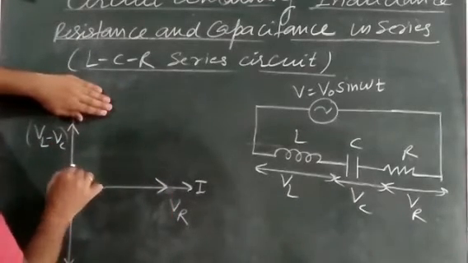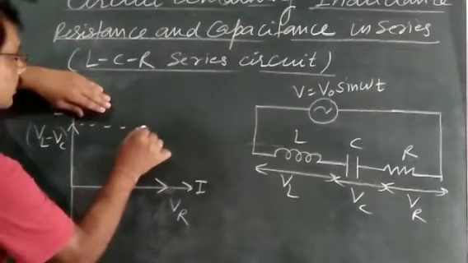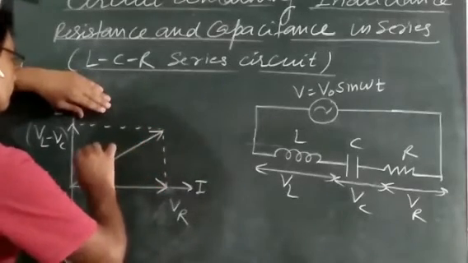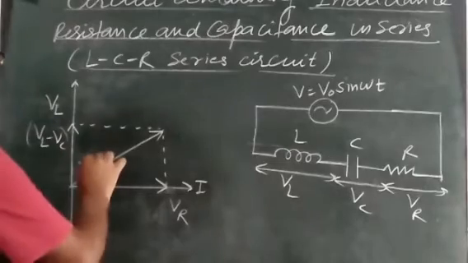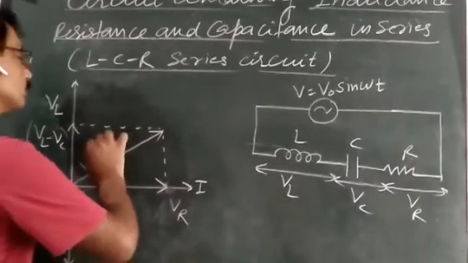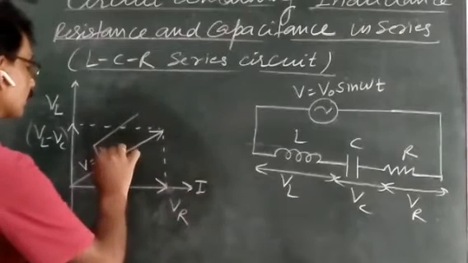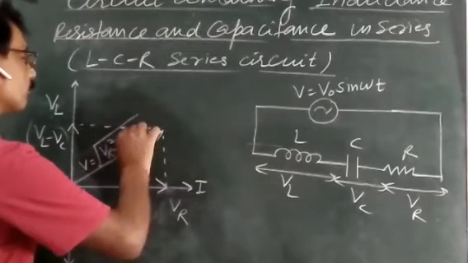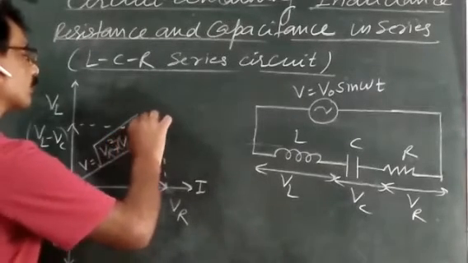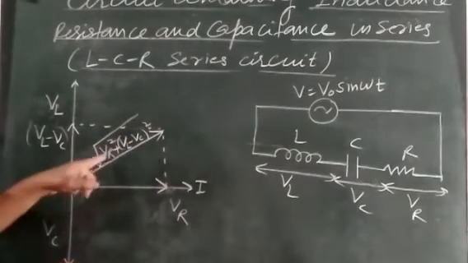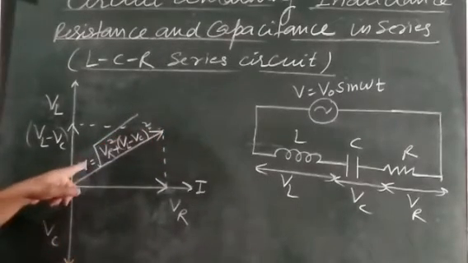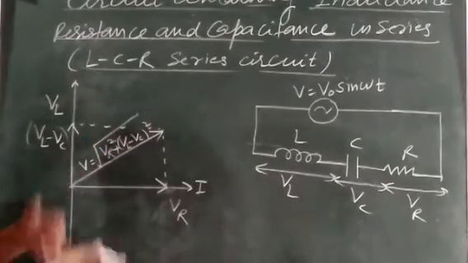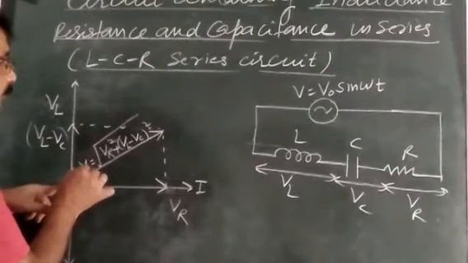So the angle between them is 90 degrees. So their resultant is given by this one, V, and this V is equal to root VR square plus VL minus VC whole square. You can write this one here, or you can write V square is equal to VR square plus VL minus VC whole square. Also you can write like this one. And this one is the applied voltage V.